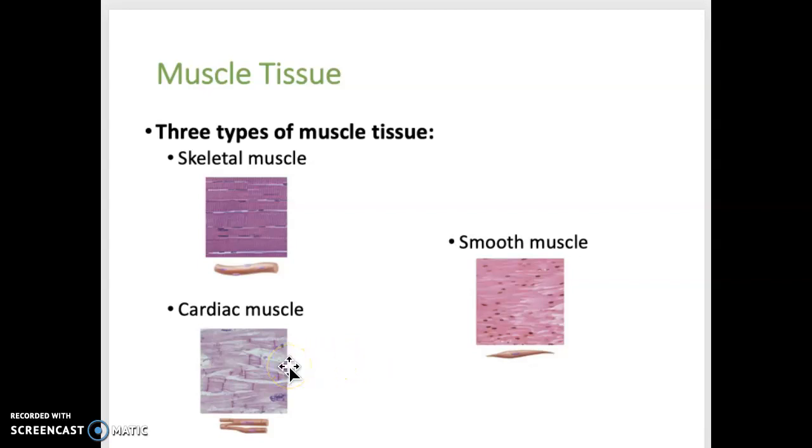heart wall. Finally, smooth muscle is composed of non-striated fibers that are involuntarily controlled. And this is located in many places in the body, like forming the walls of your organs, walls of blood vessels and airways. It's also found in the urinary and reproductive ducts.